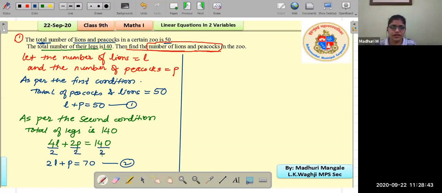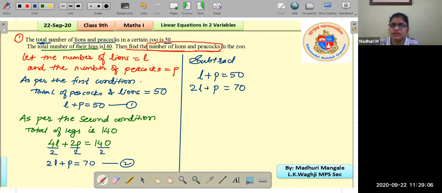So let me quickly write down the equations. The equation is L plus P equals to 50, and the second one is 2L plus P equals to 70, right? What will help? Adding or subtracting? Yes, subtracting. So we are going to subtract these two equations. So we must write out the step: subtracting second equation from 1. We are going to subtract, right?